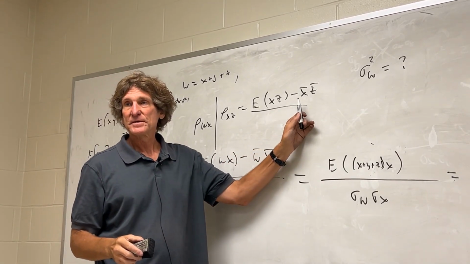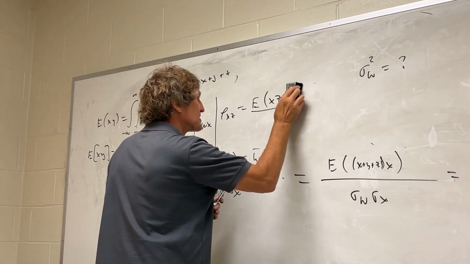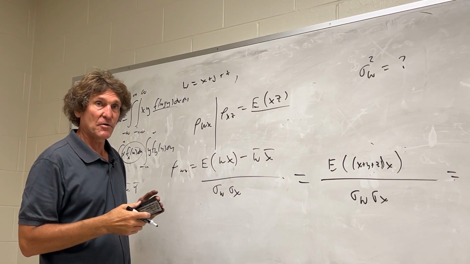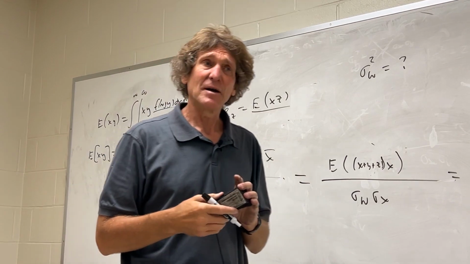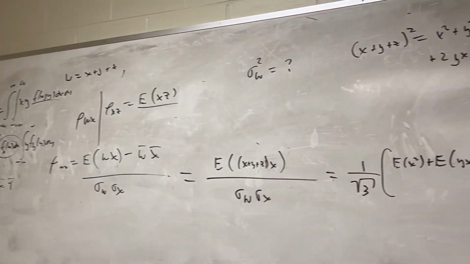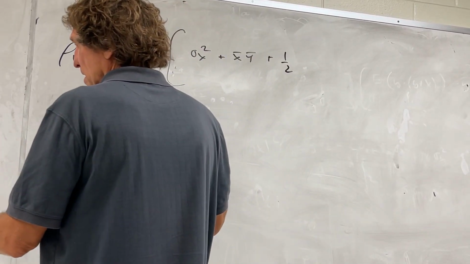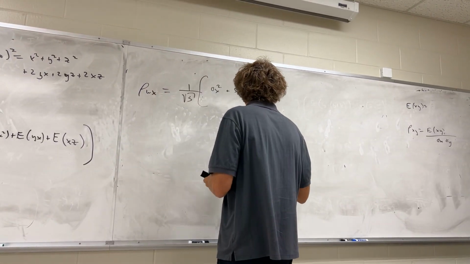What's this? 0. 0 by definition. So that means the expected value of xz is the correlation coefficient, correct? Which is what? 1/2. So this is 1/2, and that's this, all right?